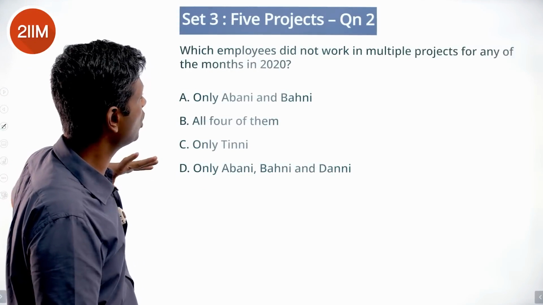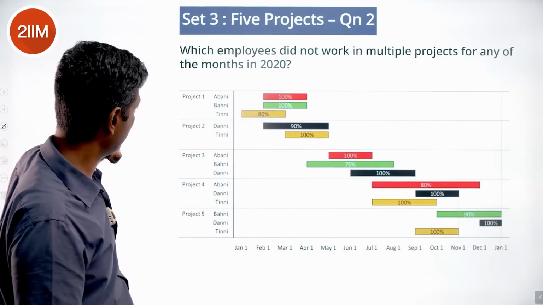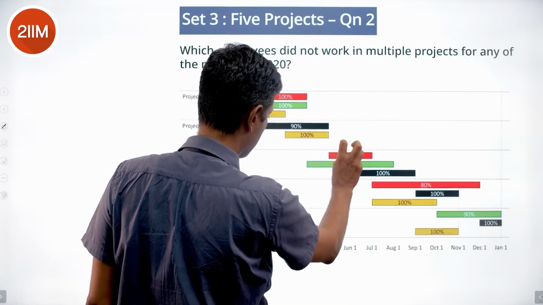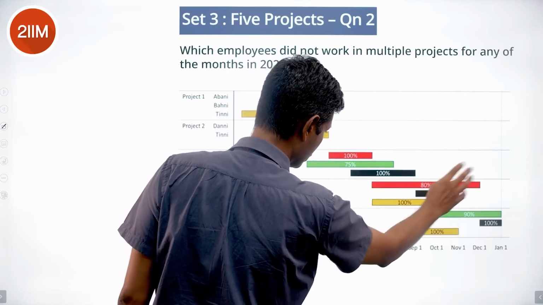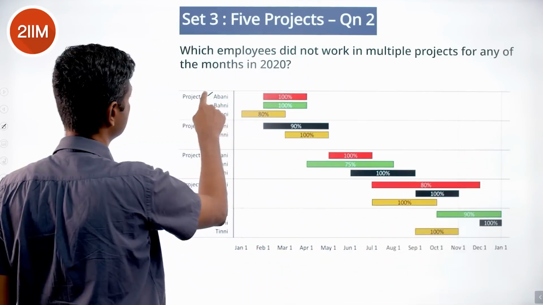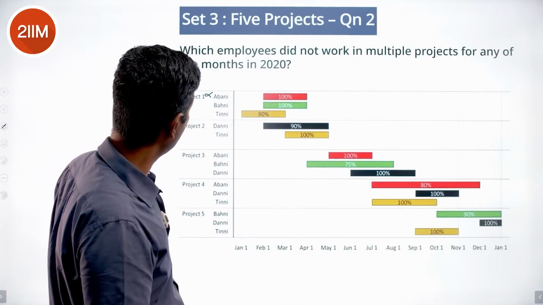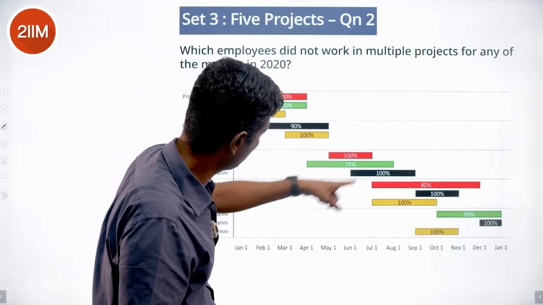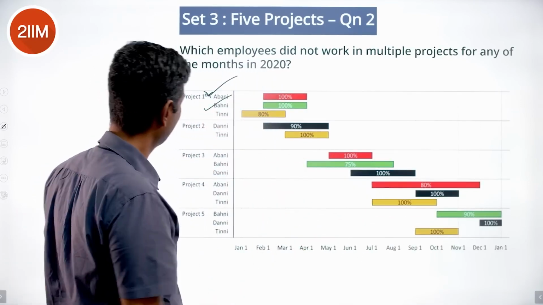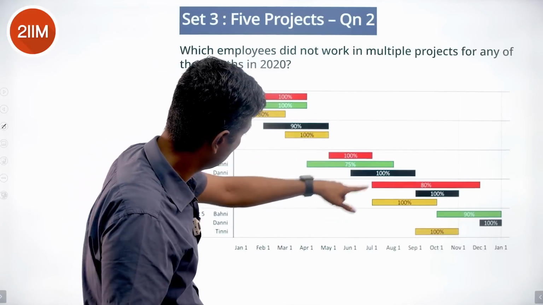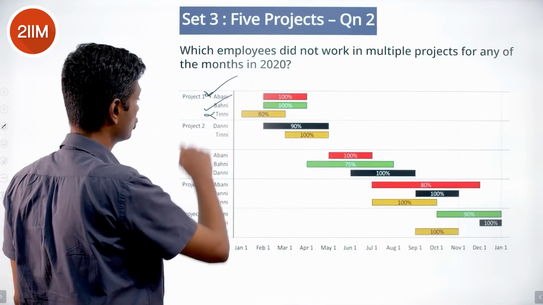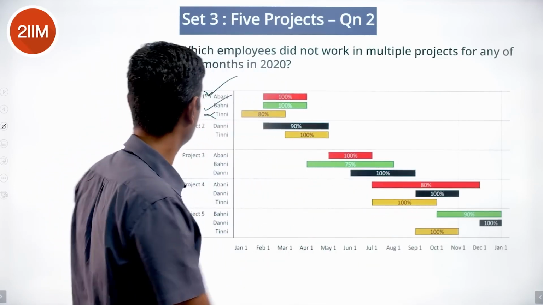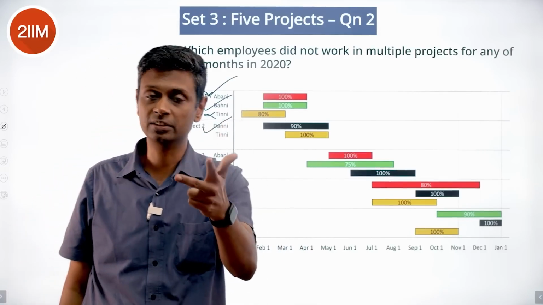Which employees did not work in multiple projects for any of the months in 2020? Abani worked in Feb, March, May, June, and then starts here July onwards. So not Abani. Bahni, no overlap here, no overlap here. We should be counting Bahni. Tinni, no overlap here. There is an overlap here, so Tinni shouldn't get counted. Danni, no overlap here, no overlap here, no overlap here. So Abani, Bahni and Danni, A, B, D.